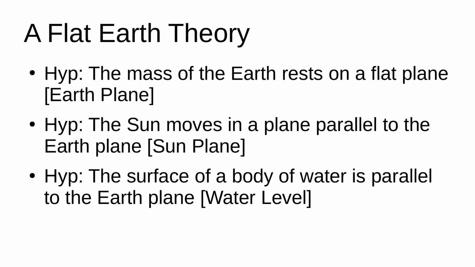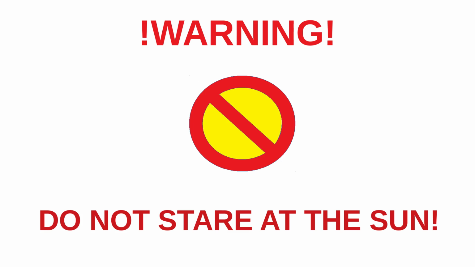To recap, the flat Earth theory I considered consisted of three hypotheses. The first, that there was a flat plane on which the mass of the Earth rested. The second, that there was a plane parallel to the flat Earth plane about which the Sun moved. The third was that the surface of a body of water is always parallel to the Earth plane. Let me also remind you of the warning I gave not to stare at the Sun.